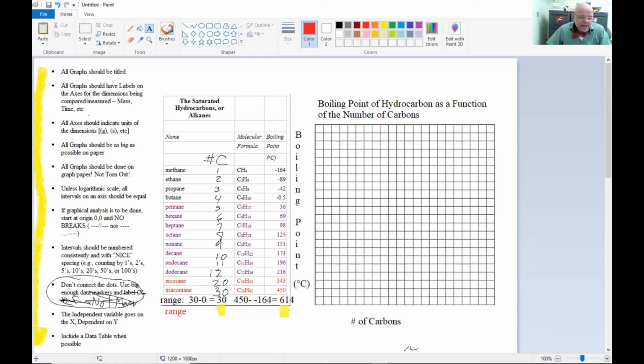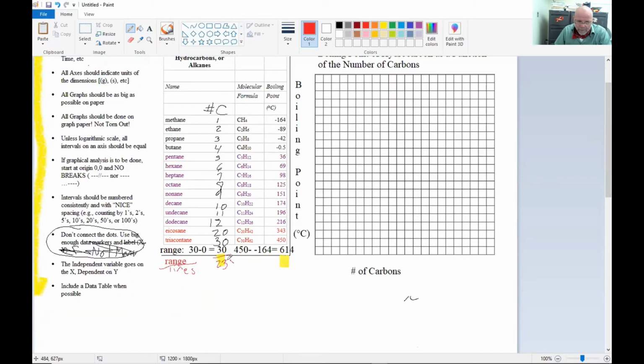That's my range. Now, the next thing I'm going to do is count my lines. On my x-axis, the number of carbons, where 30 is the largest number, I count my lines: 1, 2, 3, 4, 5, 6, 7, 8, 9, 10, 11, 12, 13, 14, 15, 16, 17, 18, 19, 20, 21, 22, 23. There's 23 lines on the x-axis. So what I'm going to do now is divide my range by 23 lines. Range divided by lines, 30 divided by 23. In order to get 30 carbons, each line has to be worth 1.3.